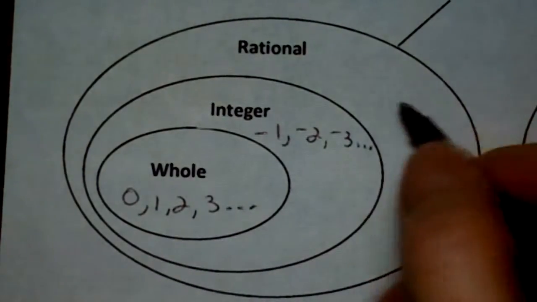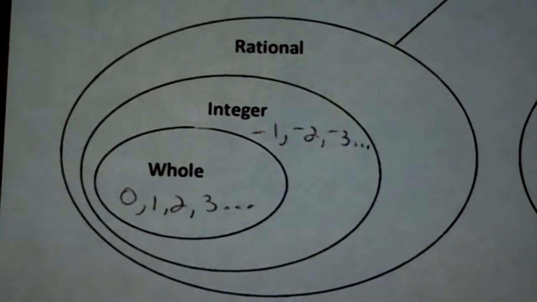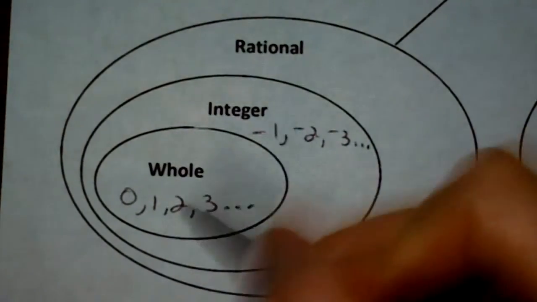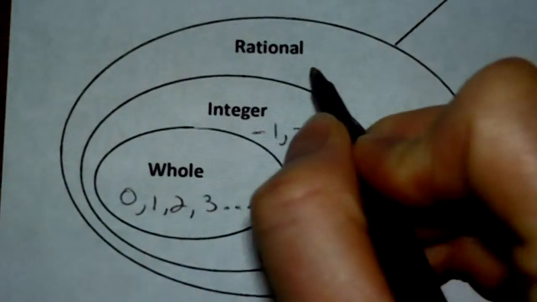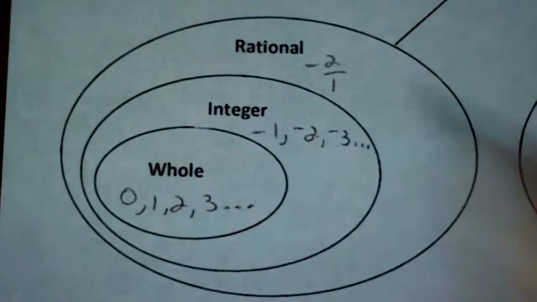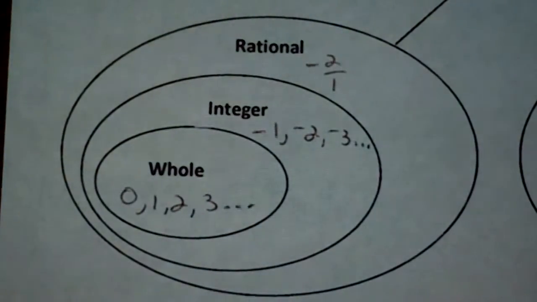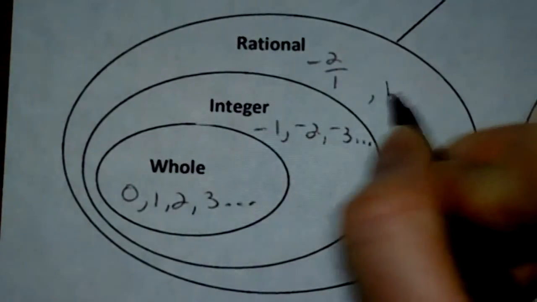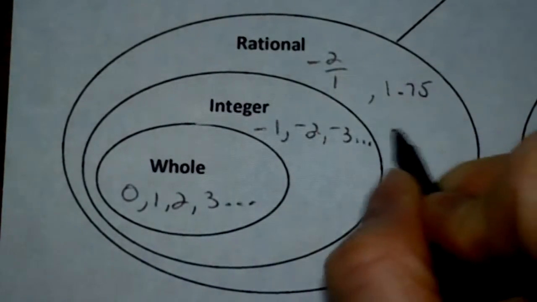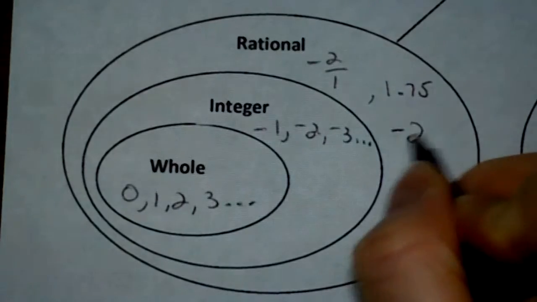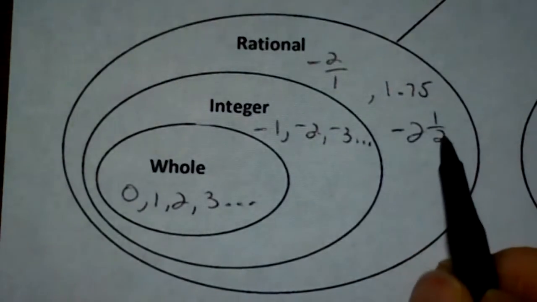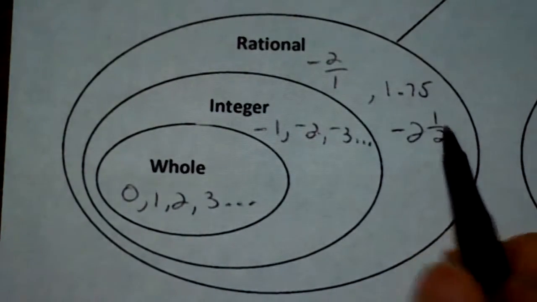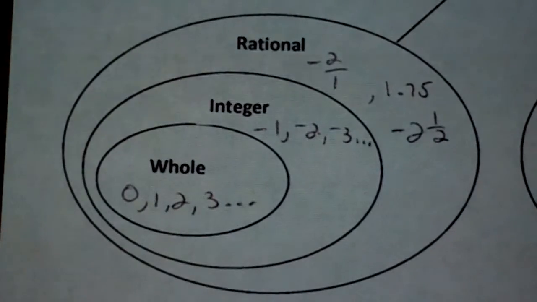And rational is any number that can be written as a fraction. So that includes all of these, because I could write negative 2 as negative 2 over 1. That's a ratio. Usually we see like 1.75, negative 2.5, because I could change this to 2 times 2 is 4, plus 1 is 5, negative 5 halves.